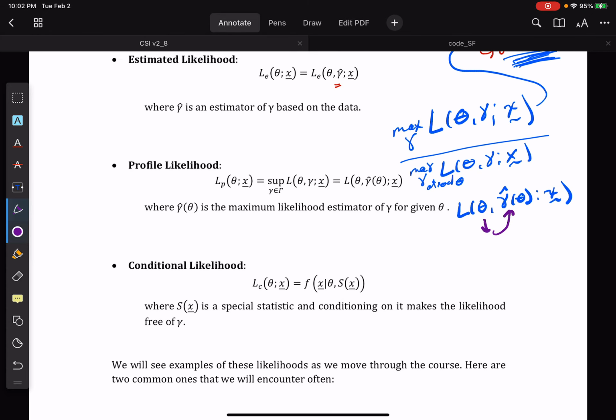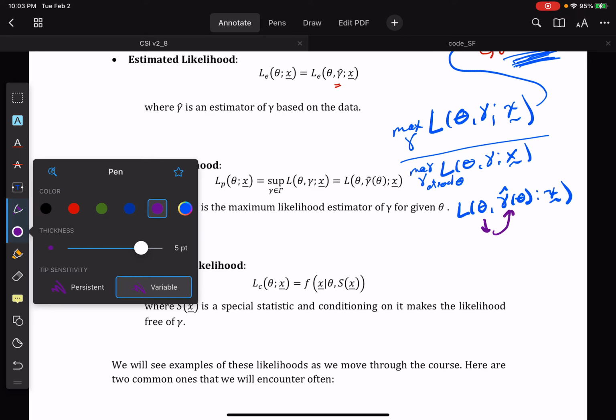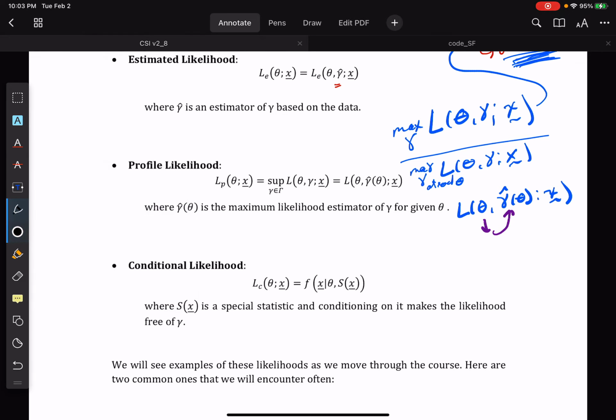And I think it's important to learn. One way to think about this is, let me draw. I think it's helpful to draw a picture here. I'm going to draw a picture of a two-dimensional likelihood. So here are my graphs, and I'm just going to let this be theta here and this be gamma here. I'm writing all over this, but that's okay.